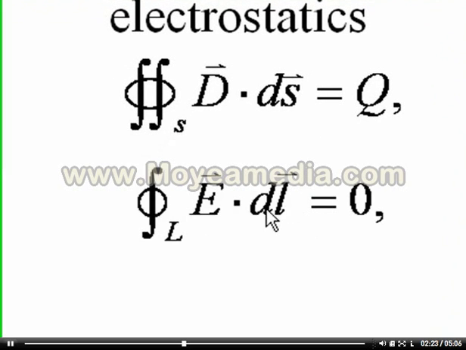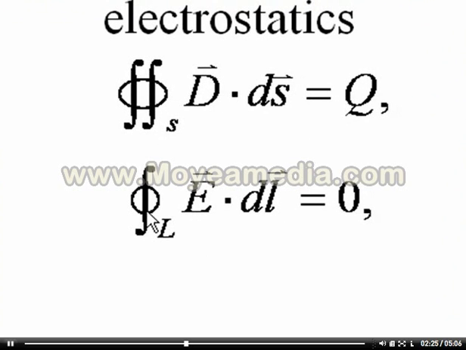The second important equation about electrostatics indicates that the line integral of the electric field intensity E dotted with dl along a closed path L is equal to 0.